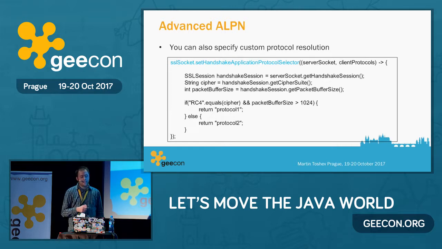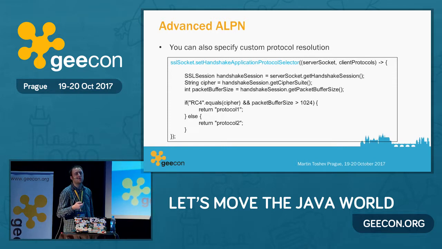In that protocol selector, I specify a lambda that basically has two parameters. One is the server socket, and the other one is the client protocols. These are the protocols that are passed by the client. And basically, this lambda is executed by the SSL server during handshake to determine which should be the application protocol that needs to be used.